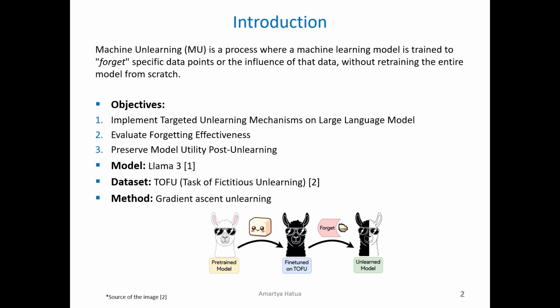Machine unlearning is a process where a machine learning model is trained to forget specific data points, or the influence of the data, without retraining the entire model from scratch. In this project, we are using a Llama 3 model for the machine unlearning task. The objective is to implement a targeted unlearning mechanism on a large language model, then evaluate the forgetting effectiveness as well as preserve model utility post unlearning. So in a typical unlearning setup, we have to take care of two things.